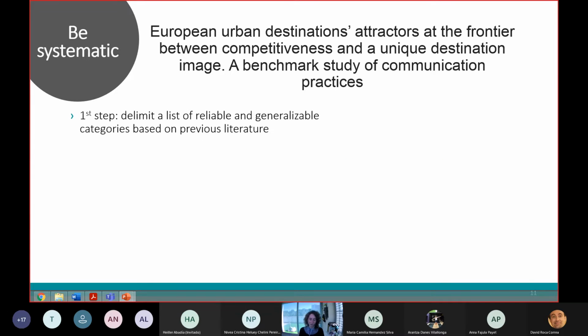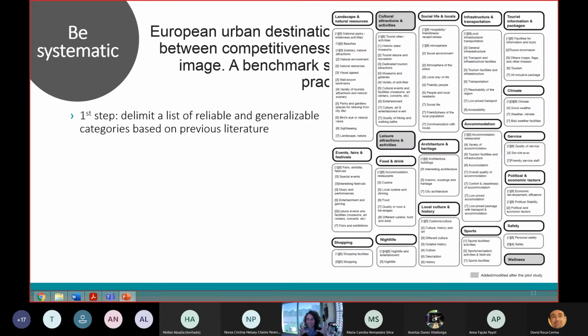First step, what did I do? I collected all these papers, this literature review that I did in a systematic way. I emphasize that. I collected it in my list, a kind of grounded theory. I grouped according to the topic.